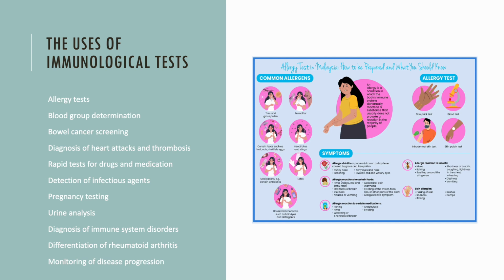Shortly after a heart attack, or if someone has thrombosis, higher levels of a certain protein are found in the blood. This can be detected using an immunological test. Then, rapid tests for drugs and medication. The immunological test can also be used to look for recreational drugs such as cannabis, ecstasy, and cocaine. Medical drugs that affect the central nervous system can be detected in this way too. This includes sleeping pills, amphetamines, and morphine.